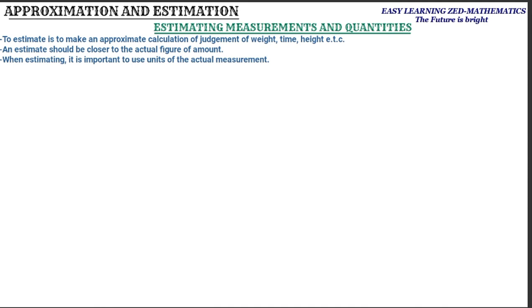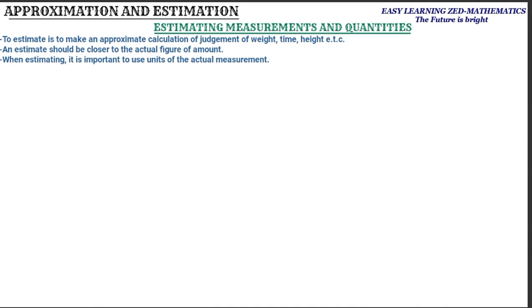So these are the three important factors you need to consider when you are asked to make an estimate. One, you should know that an estimate is not an exact amount, it's just an approximation of something. Then the unit of the estimate should be in the unit of the actual amount of the thing you are estimating. Then your estimate should be closer to the actual amount.